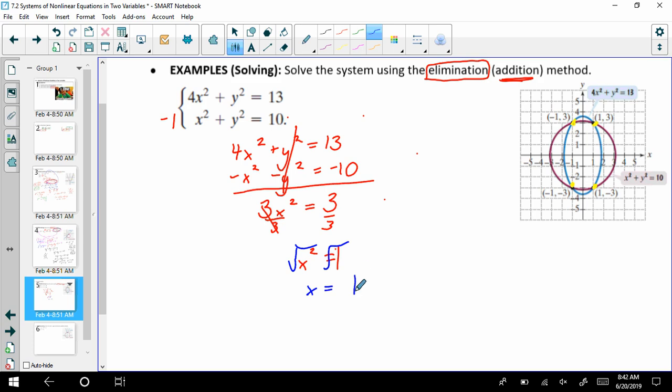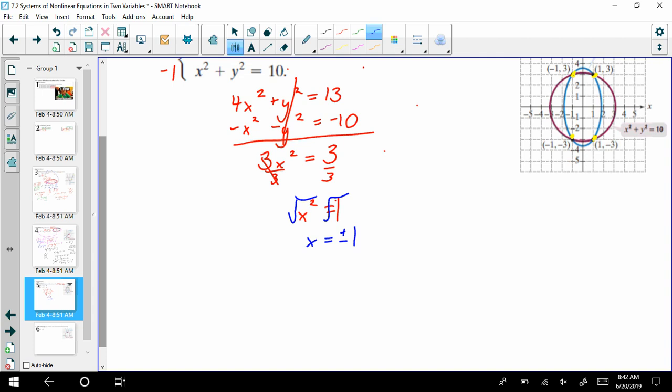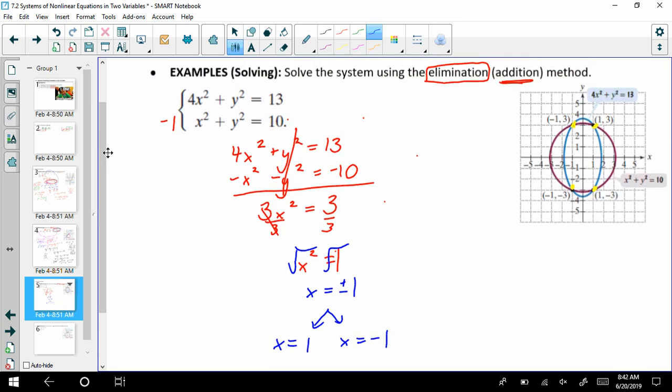Now you should be yelling at me, I have forgotten something. When you take the square root, make sure plus minus appears. So technically what's happened here, I do have 2 x values. I have 1 and I have -1. So now how do I complete my ordered pair? Well, we have to substitute them back into one of the equations. It doesn't matter which. I think I'm going to plug them into the bottom one. It looks like it might be a little less work.